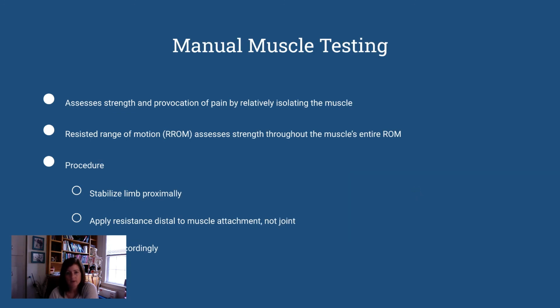Okay. For manual muscle testing, this is basically looking at strength testing, and we can isolate certain muscles to look at. And also it helps us determine, is it painful? It gives us more information about their pain. So we're going to want to stabilize the arm or the leg that we're testing, and we're going to apply resistance to the distal part where that muscle attaches. That's the key thing. And then we're going to grade it. So we've got our grading scale from 0 to 5, where we're going to grade manual muscle strength.